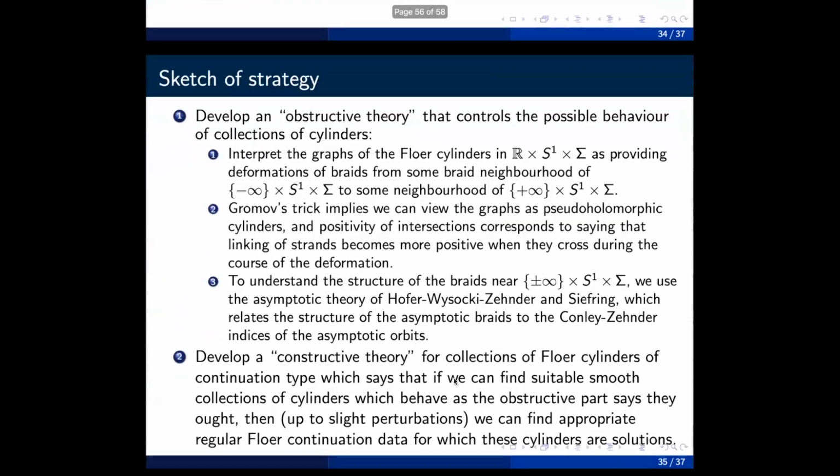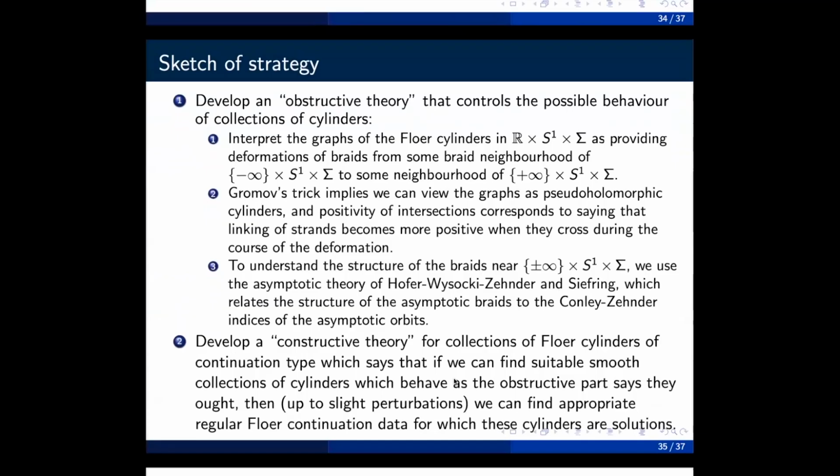And finally, let me say a little more about the general theory that underpins these results and how you get them. Like I said, there's an obstructive theory and a constructive theory. I've briefly described the obstructive theory. The idea is you think of your cylinders giving you graphs in R cross S1 cross sigma, and you think of those graphs as giving you deformations of braids from the negative end to the positive end. But actually, you shouldn't think of them precisely that way, because you can have multiple things going in and multiple things coming out.